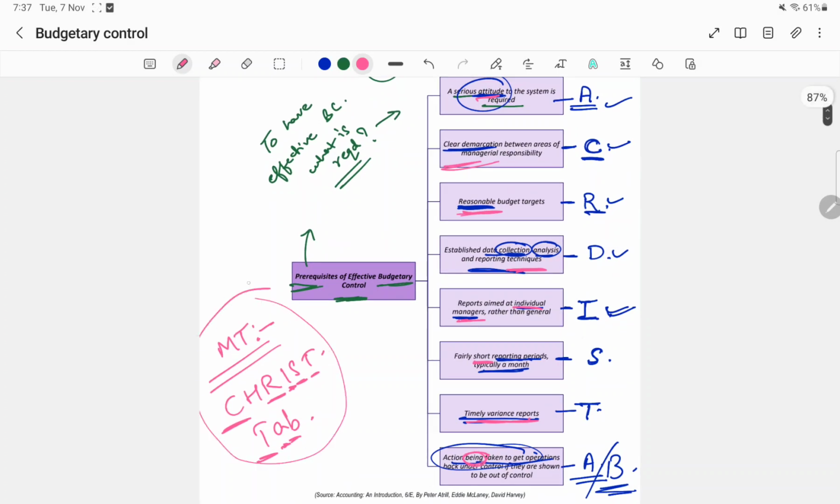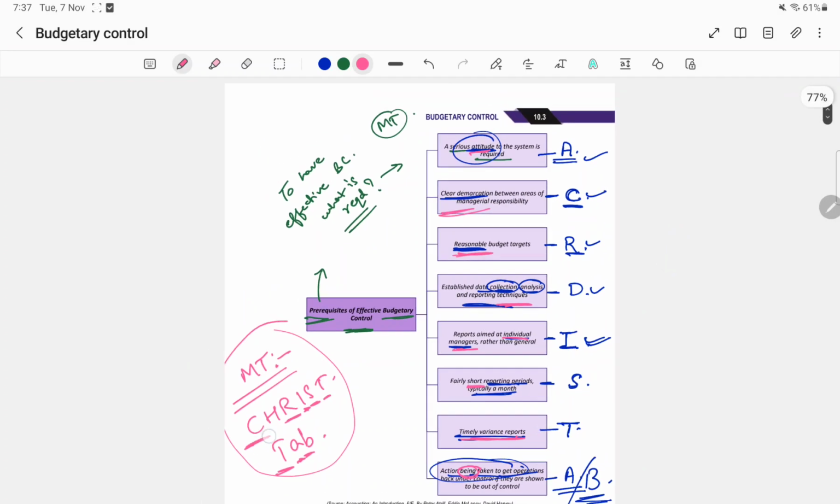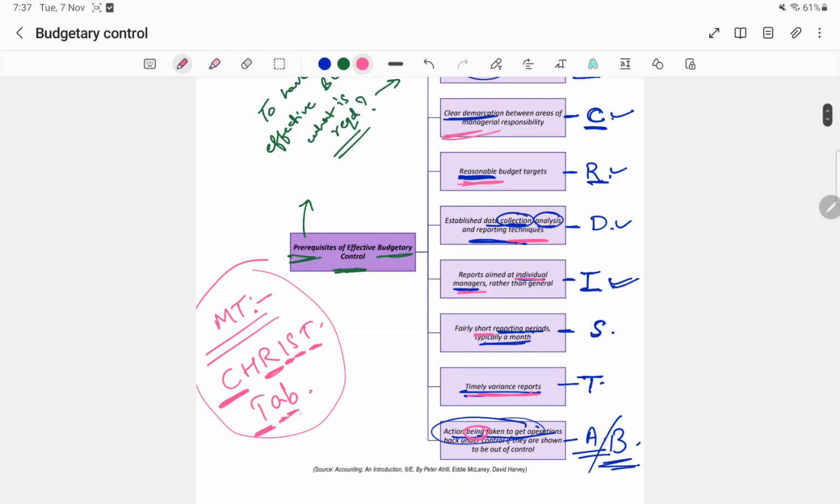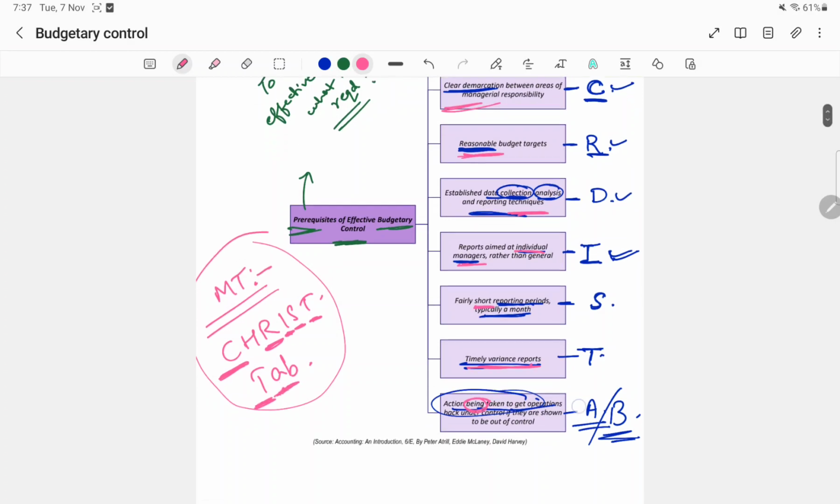Right, so this was done. Once more if you want to revise: from C, clear demarcation; from R, reasonable budget targets; I, individual reports aimed at individual managers; from T, techniques; from S, shorter reporting periods; again from T, timely variance reports; from A, serious attitude; and from B, action being taken.